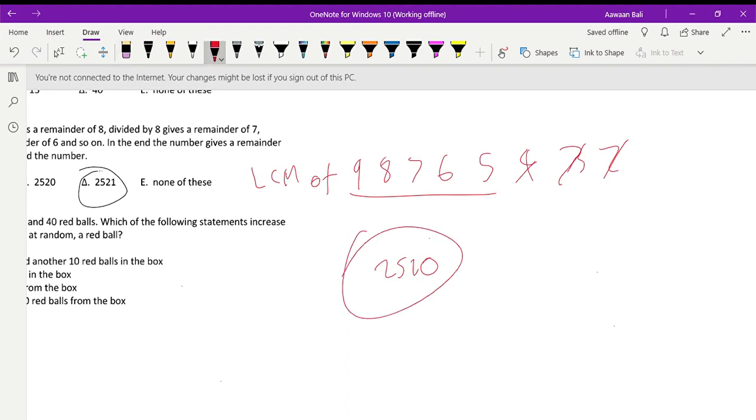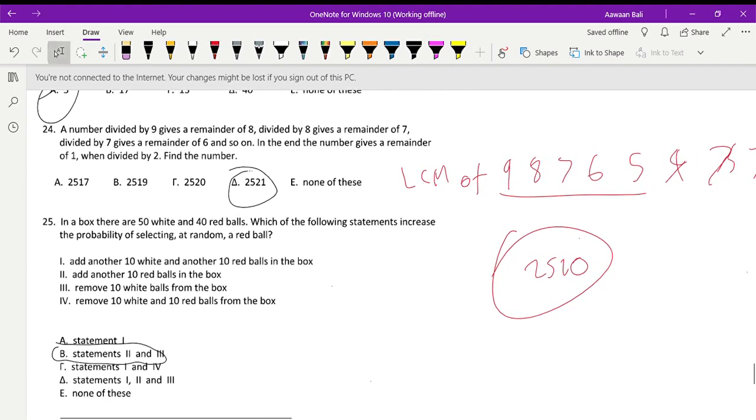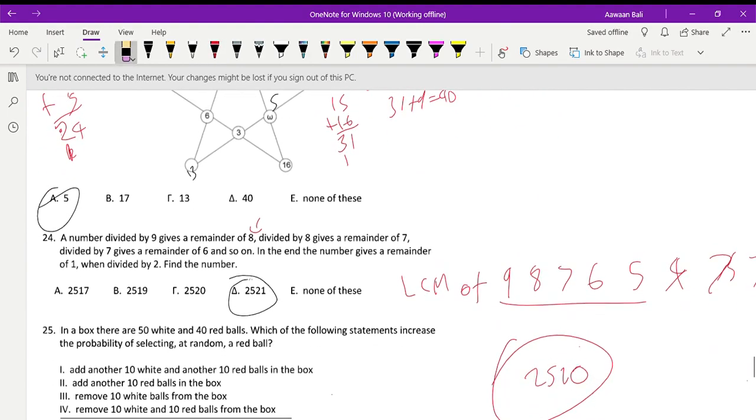However, the answer is not gamma because here it's fully divisible. However, here, wait a minute. The answer is not delta. Sorry, guys. The answer is not delta. The answer is beta. There we are.